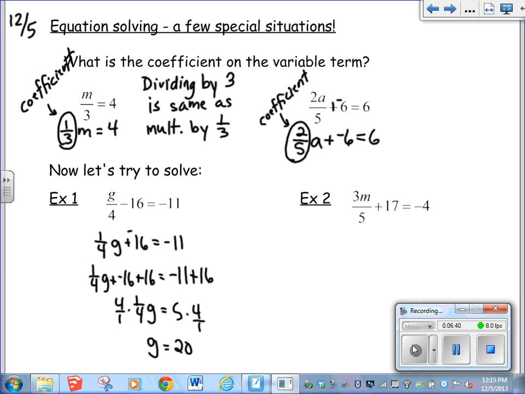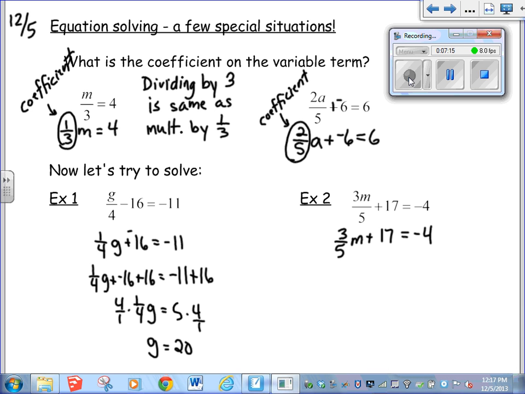Example 2, write it down. 3m over 5 plus 17 equals negative 4. What's the coefficient in this problem? What do you think, Vaishu? The coefficient is 3/5. Very good, 3/5 of m. So this can be written as 3/5 m plus 17 equals negative 4. Now, I want you and your partner to work together to finish solving.